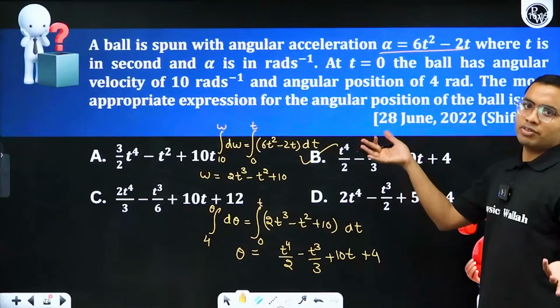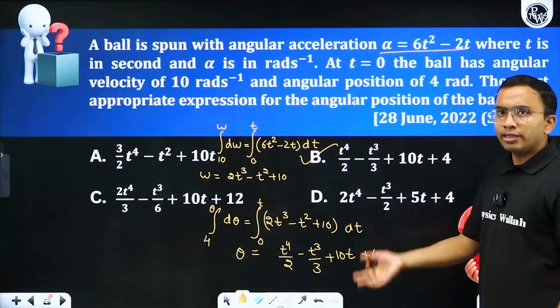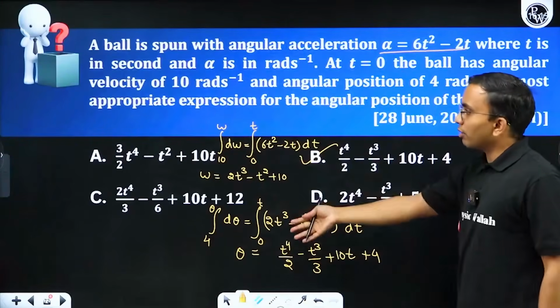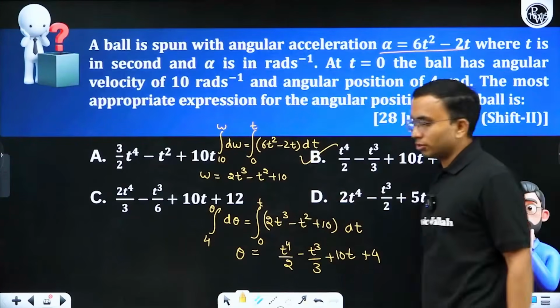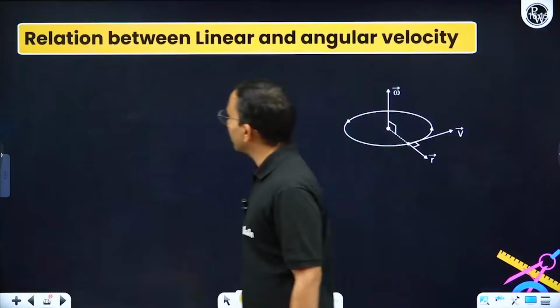Simple thing, nothing complicated. Acceleration is given. If somebody asks you what the position is, you will integrate two times and give the answer. Similarly, here the angular acceleration is given. You need to find the angular position, so integrate two times and give the answer.